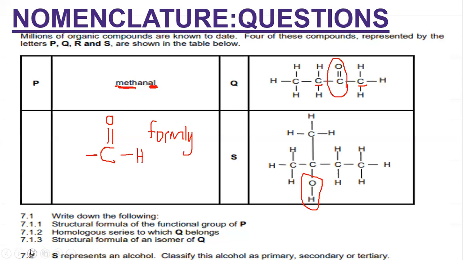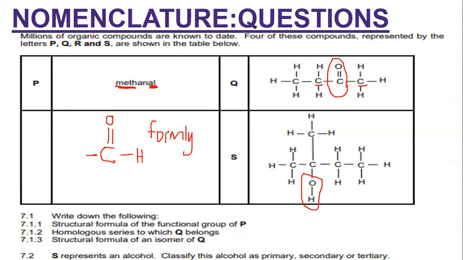Now let's continue right along to the second question. It says, the homologous series to which Q belongs. Every time a question asks you about homologous series, the answer we expect from you is one of the nine: alkane, alkene, alkyne, haloalkane, alcohols, aldehyde, ketone, carboxylic acid, or ester. Those are the names of the homologous series.